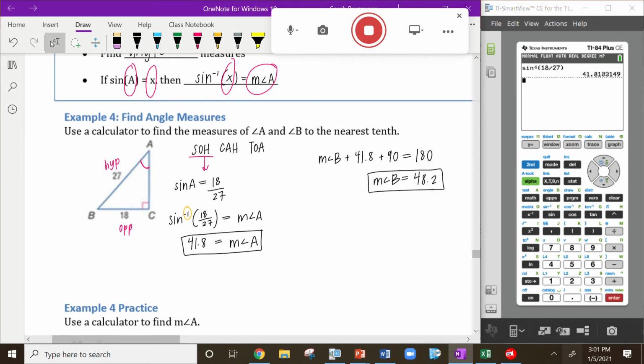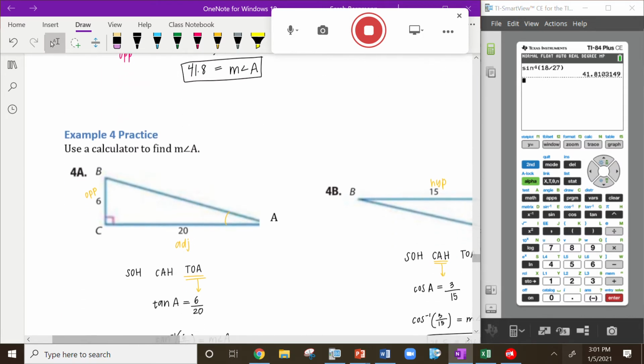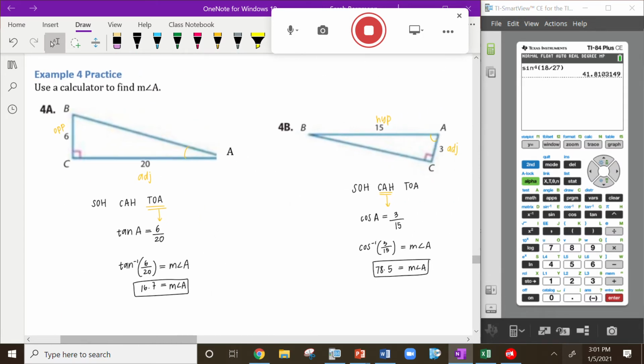Alright, pause the video and try the practice problems given below. Here are the correct answers. For 4A, I chose to use tangent. For B, I used cosine.